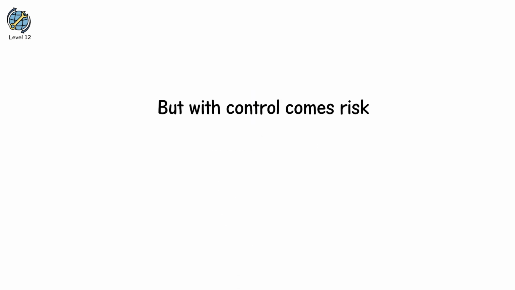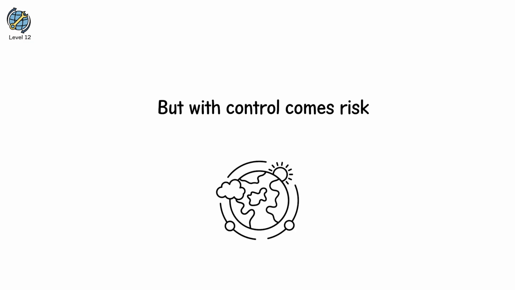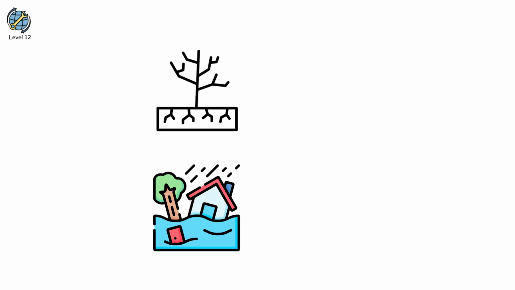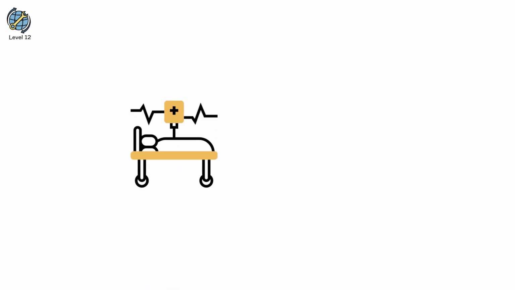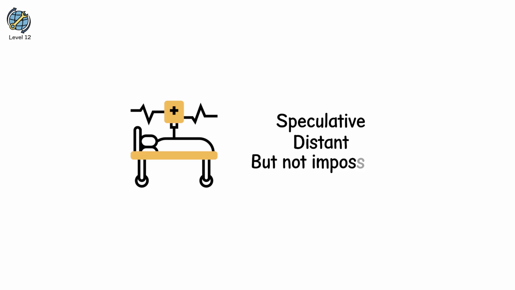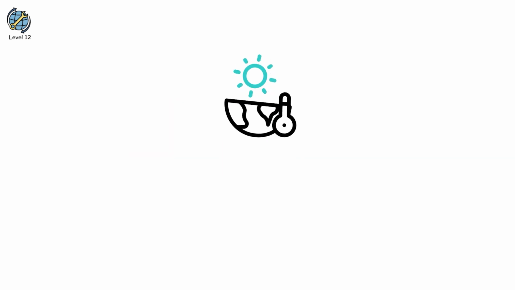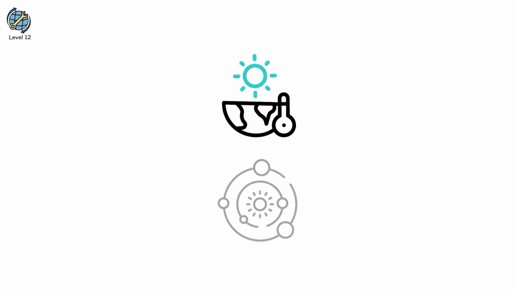But with control comes risk. Interfering with Earth's climate could backfire catastrophically. A miscalculation might prevent tornadoes in one region, while creating droughts, floods, or hurricanes in another. The cure could be worse than the disease. Speculative, distant, but not impossible. The first steps are already being discussed as climate change forces humanity to consider interventions at planetary scale.